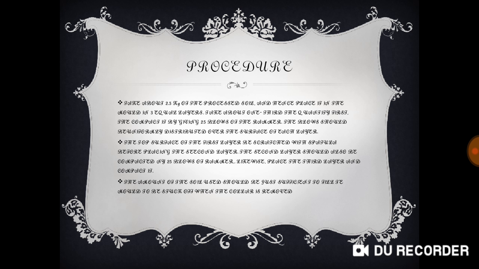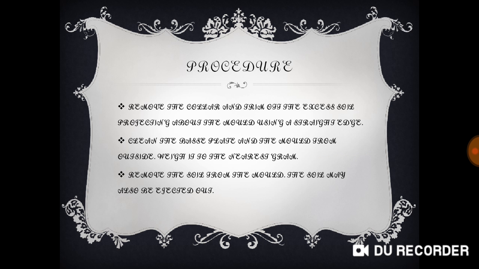The top surface of the first layer should be scratched with a spatula before placing the second layer. The second layer should also be compacted by 25 blows of the rammer. Likewise, place the third layer and compact it. The amount of soil used should be just sufficient to fill the mold, to be struck off when the collar is removed. Remove the collar and trim off the excess soil projecting above the mold using a straight edge. Clean the base plate and mold from the outside. Weigh it to the nearest gram.